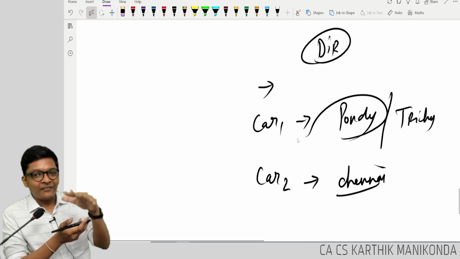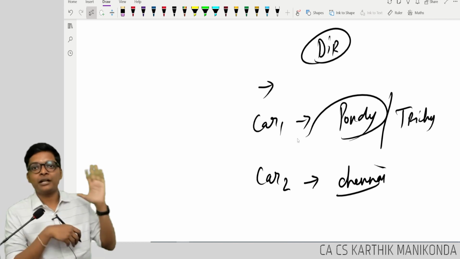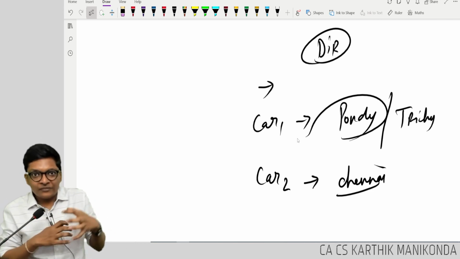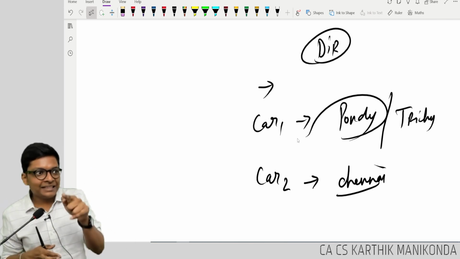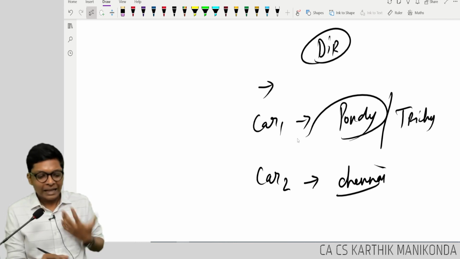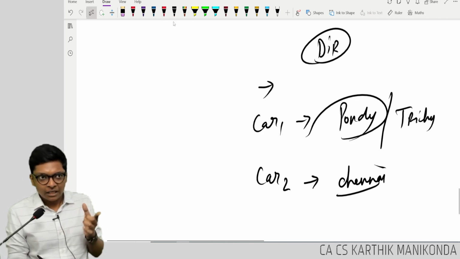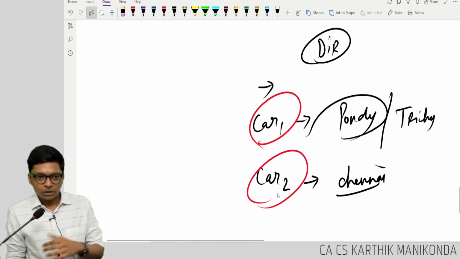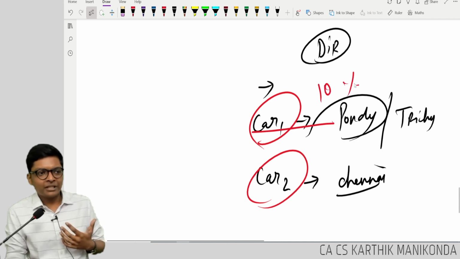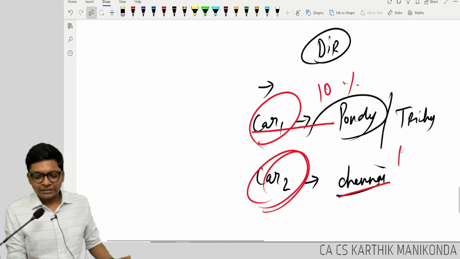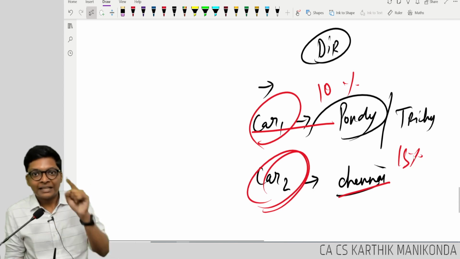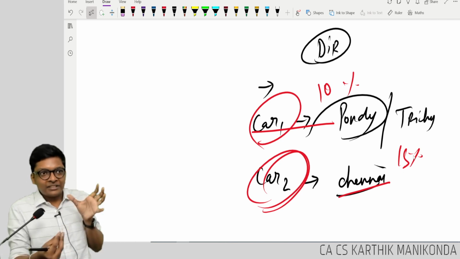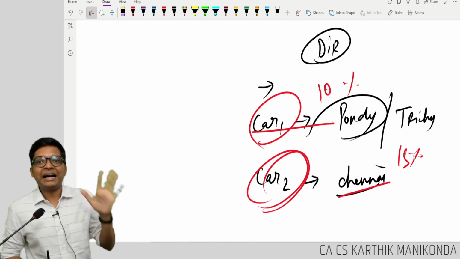So the roads will affect the wear and tear of the asset. Chennai flood came, gone car. Pondicherry no flood, so car is safe. So the risk of the asset depends on where the asset is used and how it is used. So I am only asking you a question. Can I have different discounting rate for different assets? For car 1, can I have 10%? Pondicherry. Car 2, Chennai, more risk, 15%. Can I have a different discounting rate? Yes. Different assets can have different discounting rate which is specific to that particular asset.